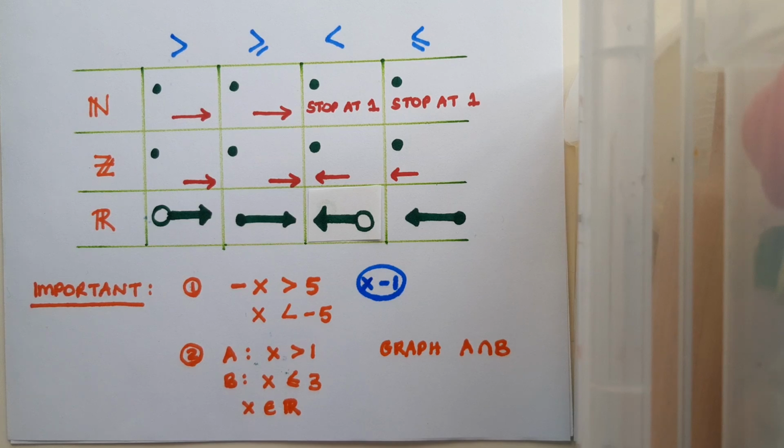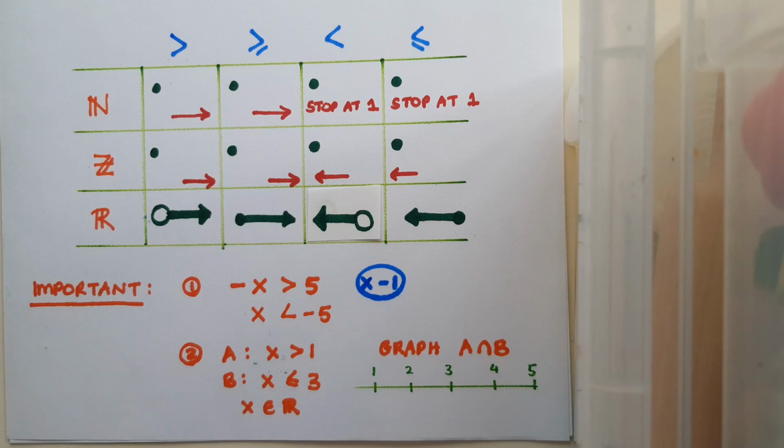A second thing to be aware of is that I might sometimes be asked to graph the combination of two separate inequalities. So for example, if I have an inequality A, x is greater than 1, and an inequality B where x is less than or equal to 3, I'm told the type of number system, x is a real number, and I'm asked to graph A intersection B. That means that I must follow the rules for the A statement and the B statement. So I must graph numbers that are bigger than 1 and less than or equal to 3.